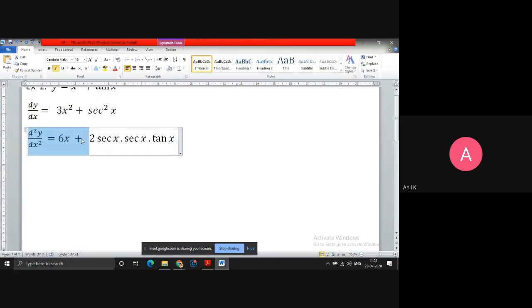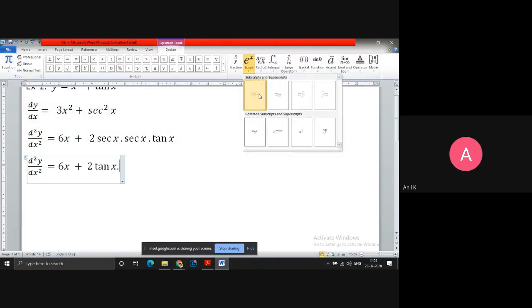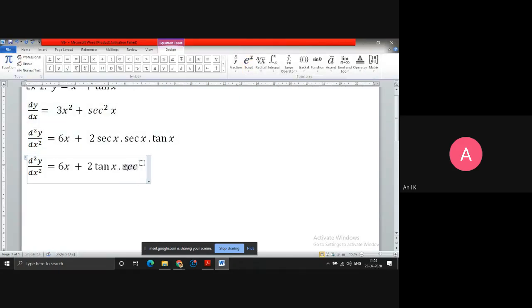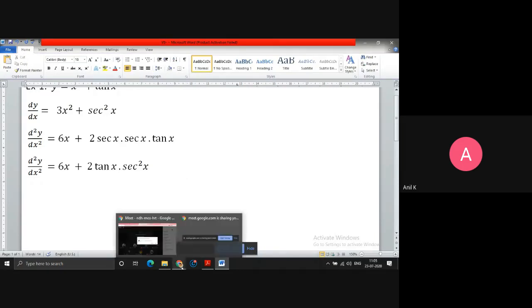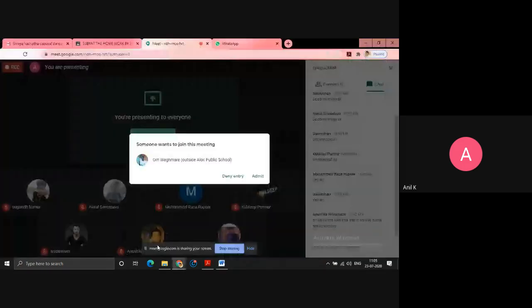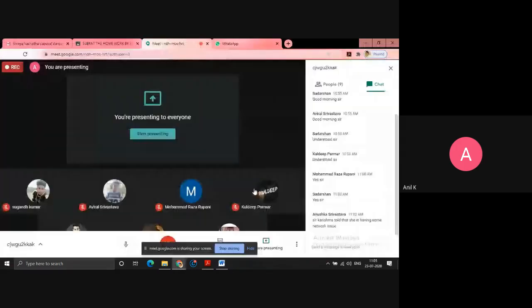If you want the simplest form, in the next step you can write d square y by dx square equals 6x plus 2 tan x into sec square x, since sec x into sec x is sec square x. So that's it. This is the second order derivative of the given function. If I want the third order also, d cube y by dx cube, we are going to derive again.